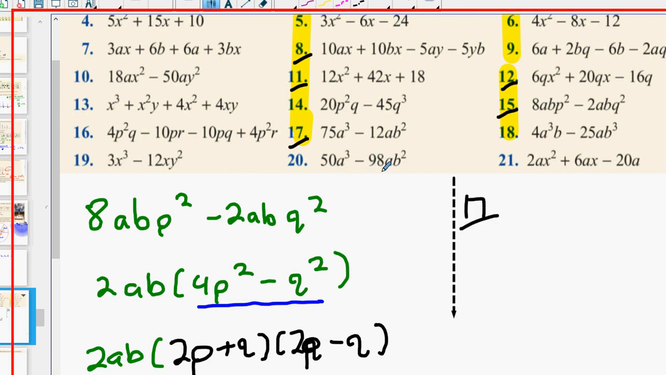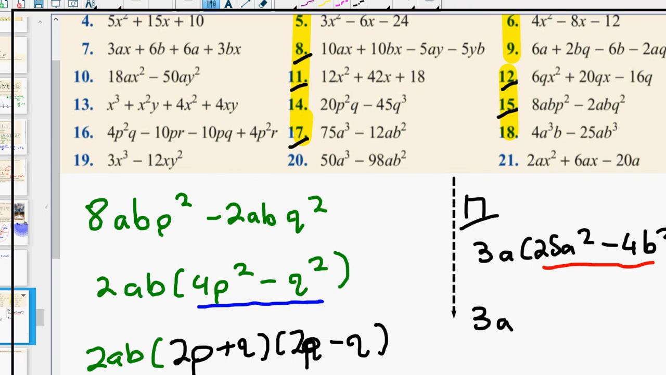17, lads. Any ideas? Yes, sir. Take out 3A and we're left with 25A squared. Okay, and once again, we're just going to segment this. So on what I call the red part, what would you do there? Yeah. 5A plus 2B, yeah. Excellent. Everybody cool with that?